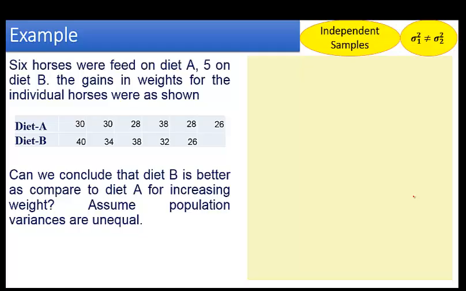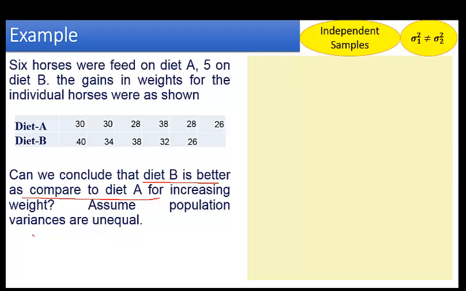Okay, going to the example here. This is an example taken from agricultural sciences, that is 6 horses were fed on diet A, 5 on diet B. So there are in total 11 horses. So there are two different types of diets, and we need to test whether the gain in weight, look at the hypothesis. Can we conclude that diet B is better as compared to diet A? So we need to compare two diets, and for that purpose we have 11 horses as a sample, 6 in the first group, and we put 5 horses in the second group.